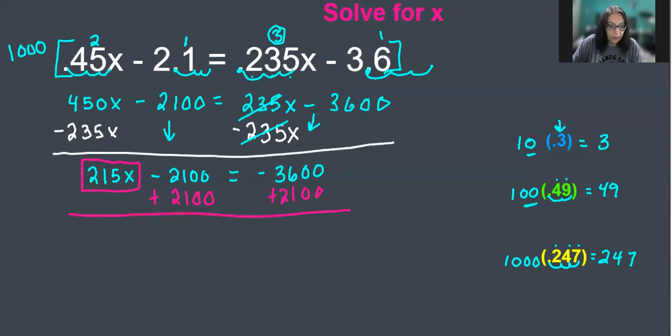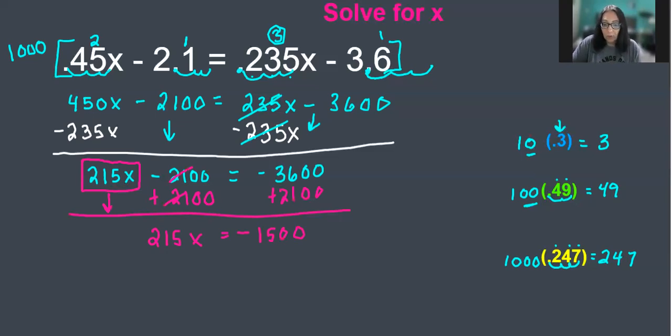When I do that, I bring this down. So I got 215x equals, because these cancel. Now, 3,600 is bigger than 2,100, and 3,600 is negative. So my answer here is going to be negative. Since the signs are different, I just subtract the numbers. And I get negative 1,500. Are we done with the problem?